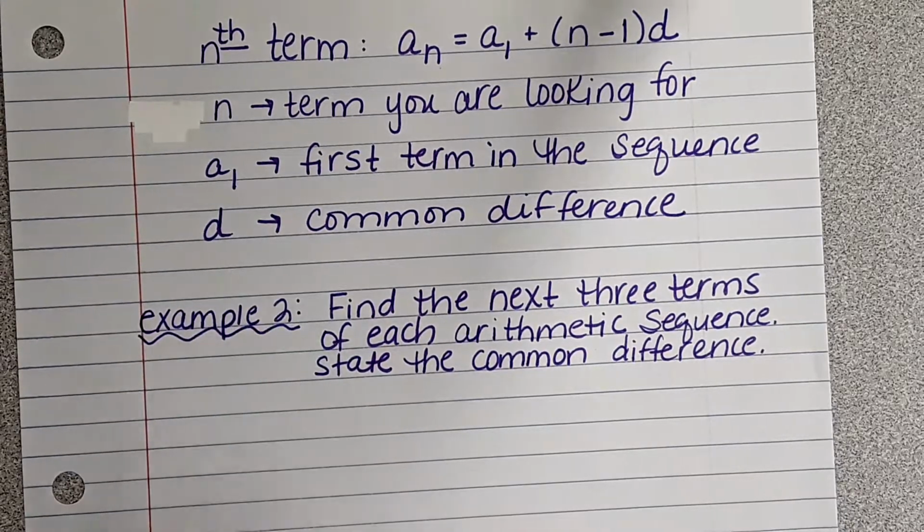And then D is the common difference. You will always have to find the common difference. Very rarely are they going to give it to you. And that's what we just did. You know, by that subtracting method, that's what we're going to do.